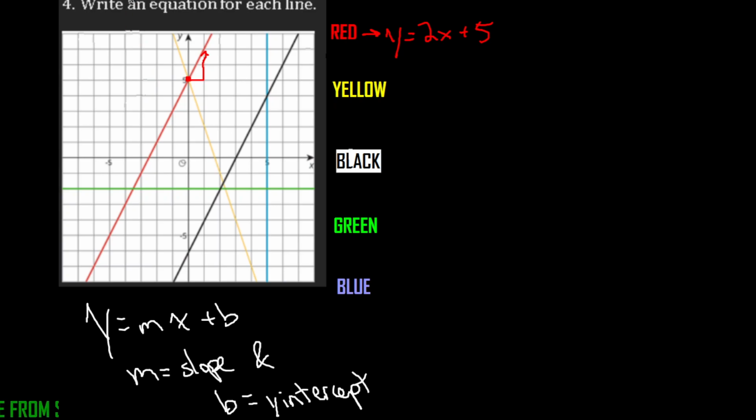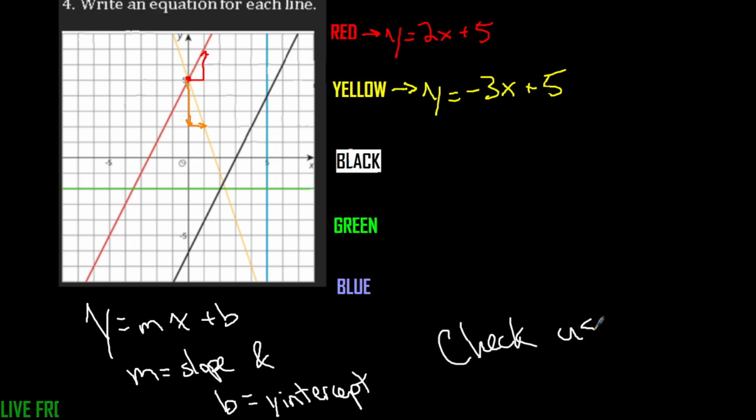For our yellow line, same point, it goes through the point (0, 5). Also, you've got to be careful. Notice how it is going down and to the right. It goes down 3 for every 1 step right. So our yellow function is going to be y equals negative 3x plus 5. Again, I would say always check using Desmos. That way you can see what the lines should look like compared to what you have.